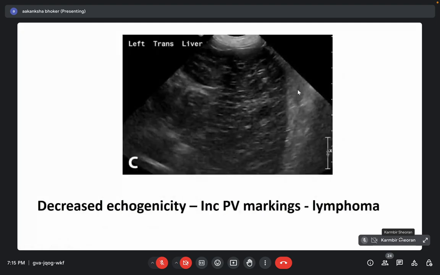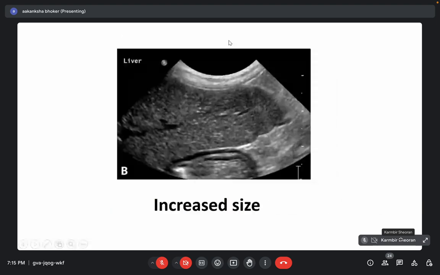Now here in this liver, whenever we are scanning, we must ensure that the diaphragm lung interface is within the view, so that we can see up to the most dorsal aspect of the liver. And here we can see that the liver is a bit hypoechoic. It is just opposite to the previous image, which was hyperechoic. In that we could find very homogeneous fine parenchyma, but here we can see so many portal vessels. These are all portal vessel markings. And upon biopsy, this case was diagnosed as a case of lymphoma.